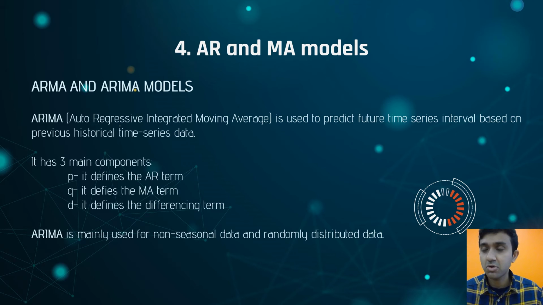Wherein P stands for the order of the AR term, which is the autoregressive term, Q stands for the moving average term, and D is defined for the differencing between them. And ARIMA is mainly used for non-seasonal data and randomly distributed data.